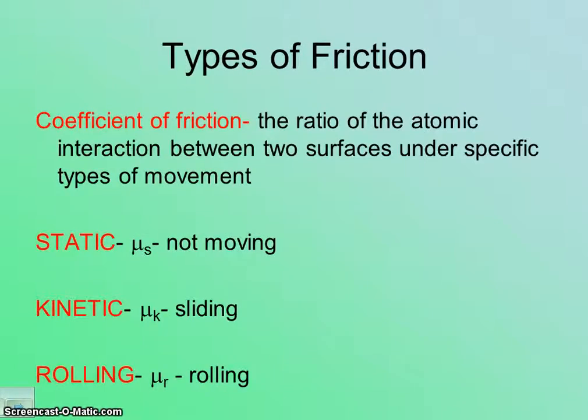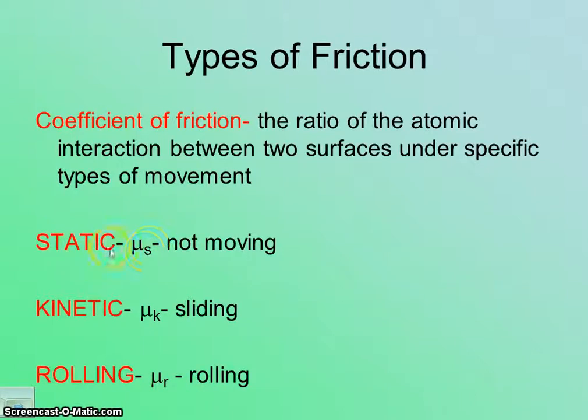Now, there are types of friction. First of all, there's what's called the coefficient of friction, and that's how much friction you have at the atomic level between two surfaces. And then the next part is that depending on the motion that you have, what's called static friction. Now, if you look at this little symbol here, it looks like a funny looking U. It's actually the Greek letter mu, and it stands for coefficient of friction, and it tells you what type.